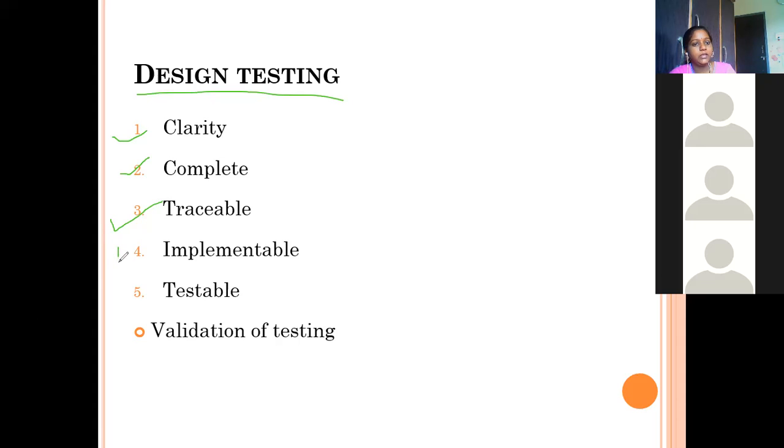Then it should be implementable. Implementable is what? The design must be made in such a way that it can be implemented easily with the selected technology and the system. If you are making the design just now, we have discussed about it in the requirement also, it should be implementable.